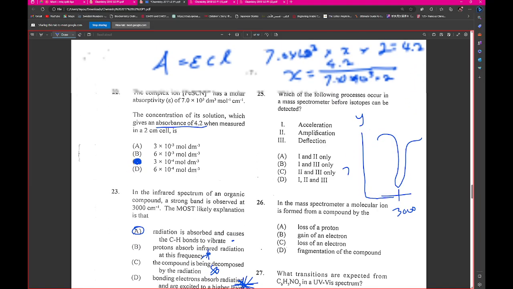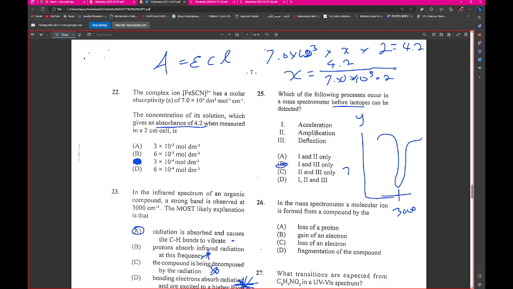That's fine so far. Which of the following processes occur in a mass spectrometer before isotopes can be detected? 1 and 3. 1 and 3.